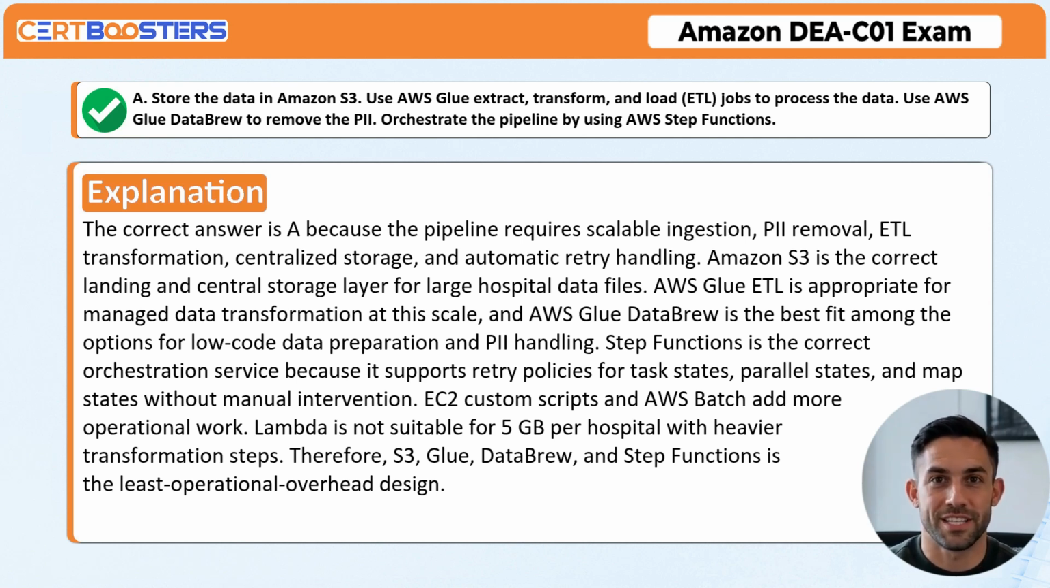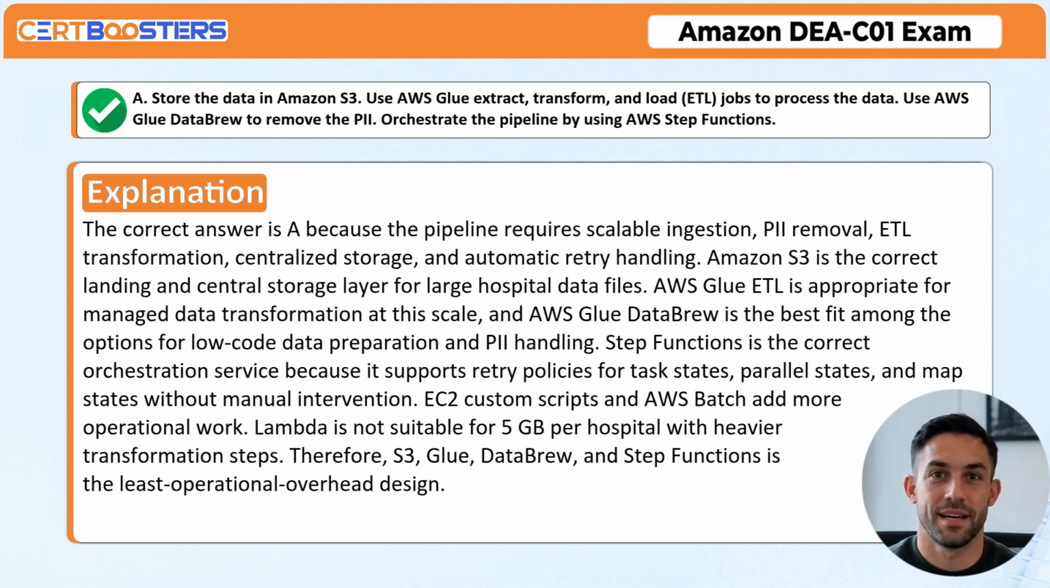Explanation. The correct answer is A, because the pipeline requires scalable ingestion, PII removal, ETL transformation, centralized storage, and automatic retry handling. Amazon S3 is the correct landing and central storage layer for large hospital data files. AWS Glue ETL is appropriate for managed data transformation at this scale, and AWS Glue DataBrew is the best fit among the options for low-code data preparation and PII handling.